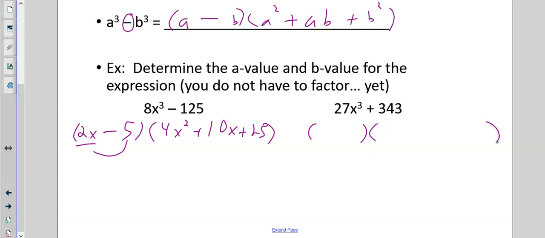Binomial, trinomial. Cube root, cube root. All right, 3x times 3x, 9x squared. This is how I'm doing the numbers first, and then I'll put in the SOAP. All right, 7 squared, and then 7 times 3x, 21x. It was plus, so same, opposite, always positive. That's it. Very simple. All right.